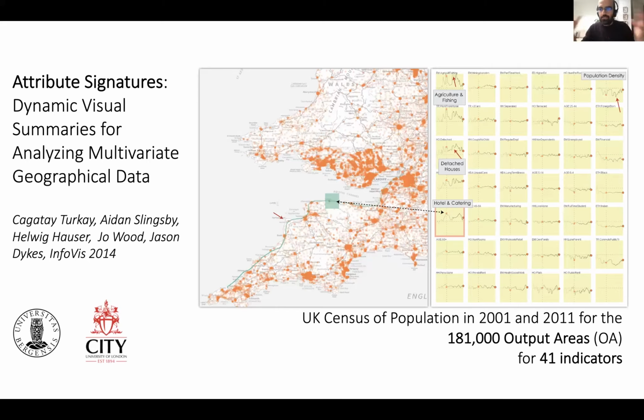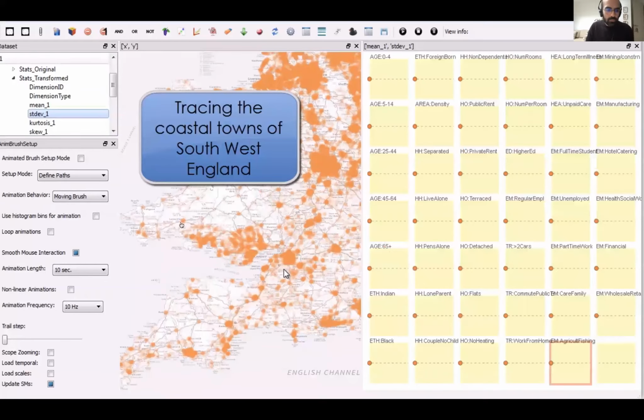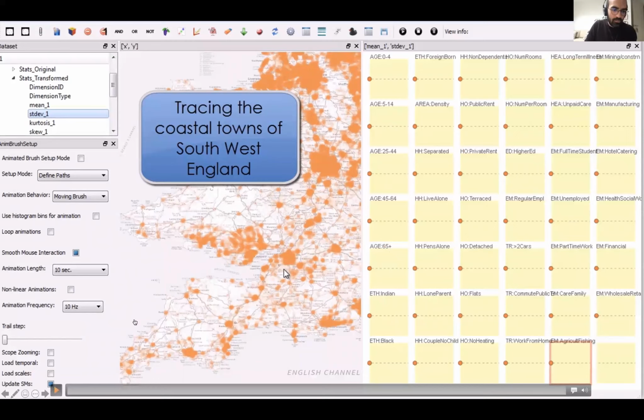That creates an immense space for exploration. If you want to build a single model, that model will be an aggregate model, and it cannot represent the local variations that are happening in different places over the country. So, I'll show a very brief video.